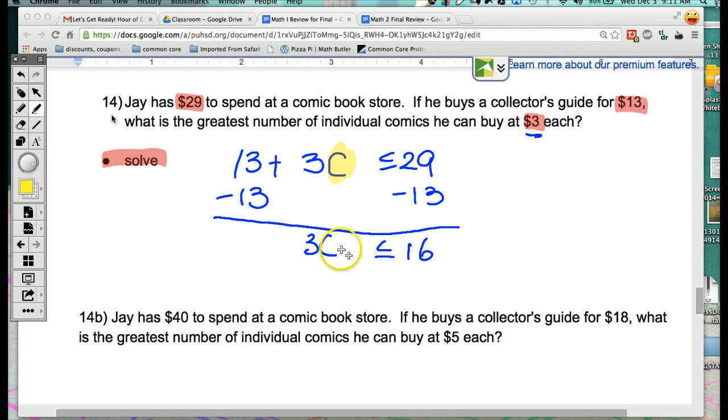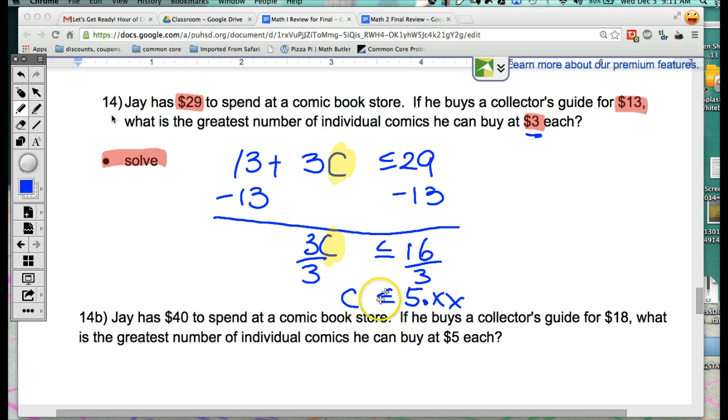Again, I want to make sure that I leave the C by itself. So then I'm going to go ahead and divide both sides by 3. Now from here, you know that 3 divided by 3 is 1. So C is equal to or less than. And then 16 divided by 3, you can already guess. 3 goes into 16 5 times and then some more. So it's 5 point something, if you don't know how to calculate this.